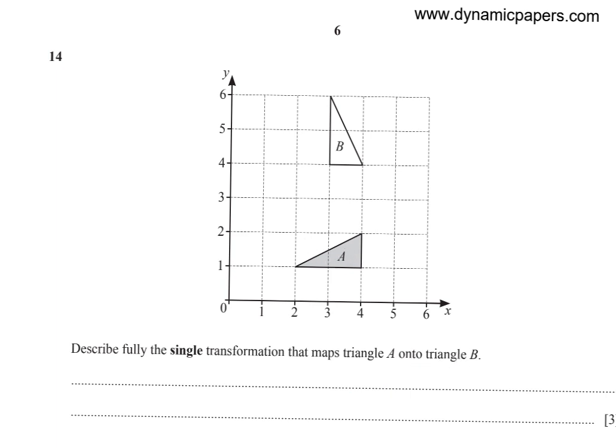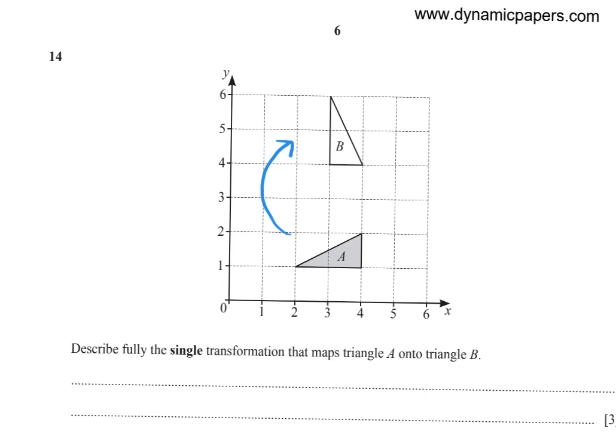Number 14, describe the single transformation that maps A to B. From A to B, we rotate like that, by 90 degrees, and the center of rotation is somewhere. Because the horizontal line becomes a vertical line, we rotate 90. Because we rotate in this direction, we rotate clockwise.